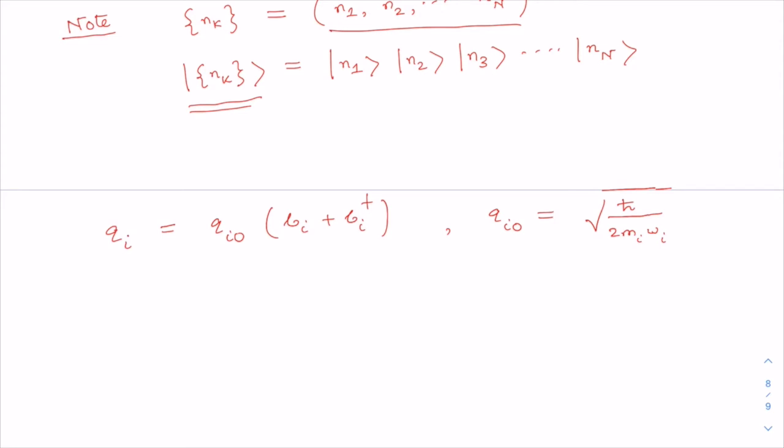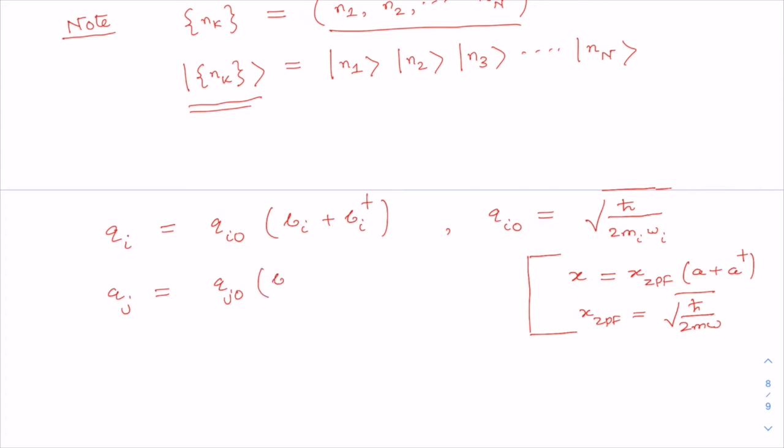By the way, please recall that we utilized a similar thing earlier, when we wrote the displacement operator x in the context of the harmonic oscillator. This is x zero-point fluctuation times (a plus a dagger), where x zero-point was defined as h-bar divided by twice m omega. The same thing we are doing here, and we can then also write for q_j: q_j0 for the jth oscillator times (b_j plus b_j dagger), where q_j0 is equal to h-bar divided by twice m_j omega_j.